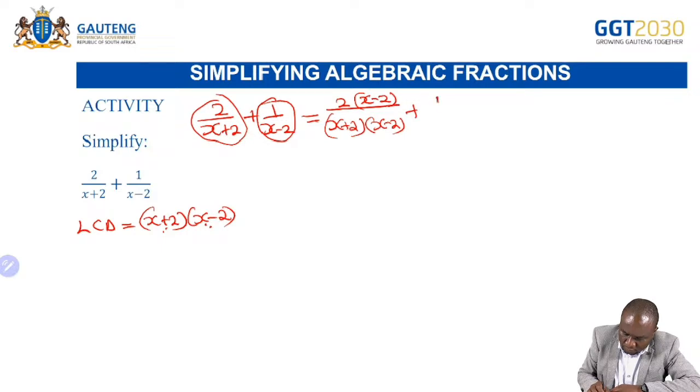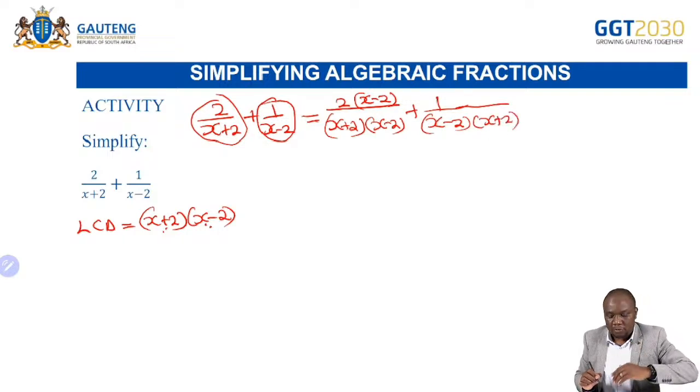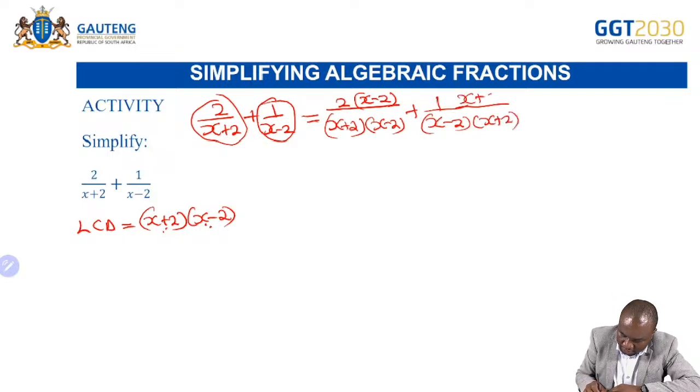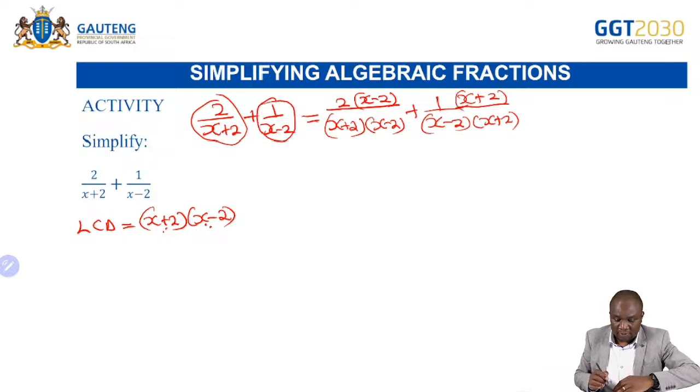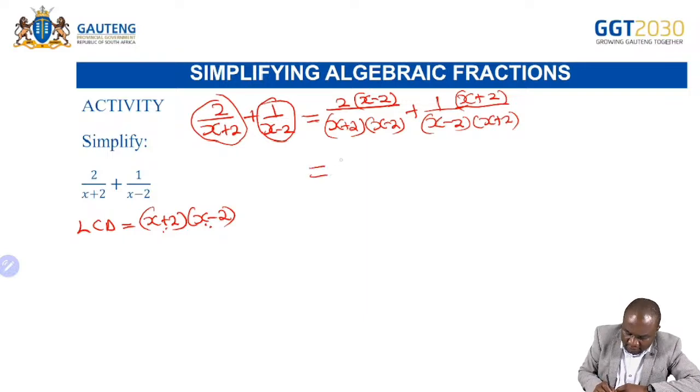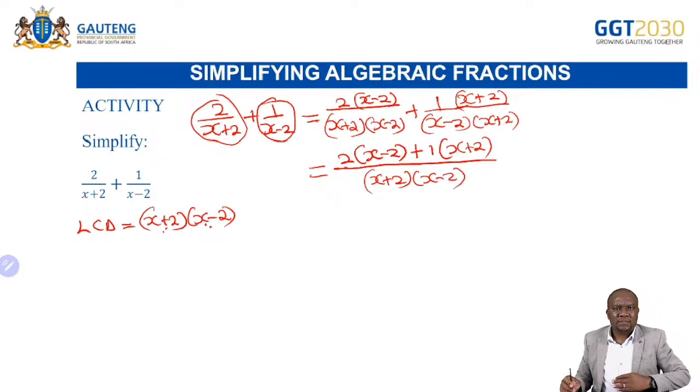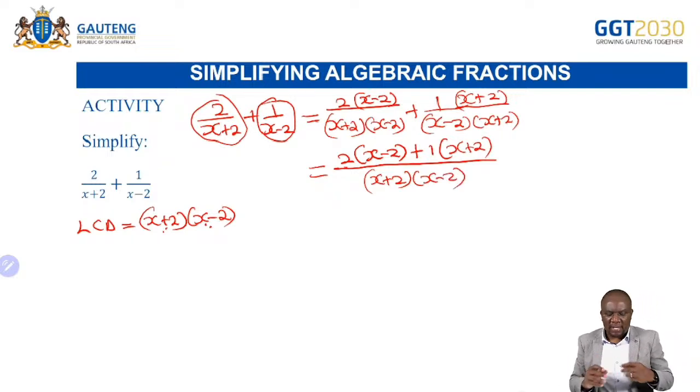Then plus 1 over x minus 2. Then we multiply by x plus 2. So we must multiply the numerator by the same thing, which is x plus 2. See that? Now our denominators are the same. We have a common denominator. We can add the numerators. So it's 2 times (x minus 2) plus 1 times (x plus 2). That is the numerator. Then over our LCD, which is x plus 2, then x minus 2. You see that?